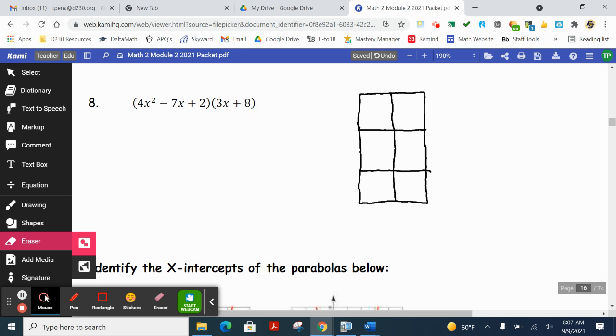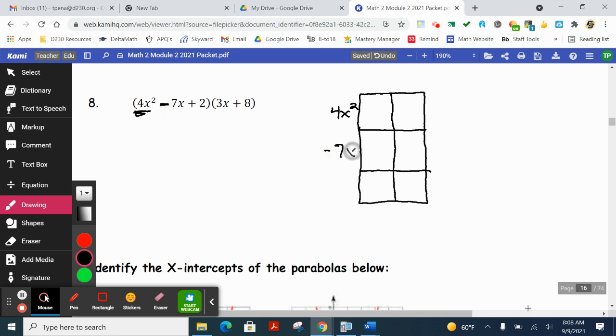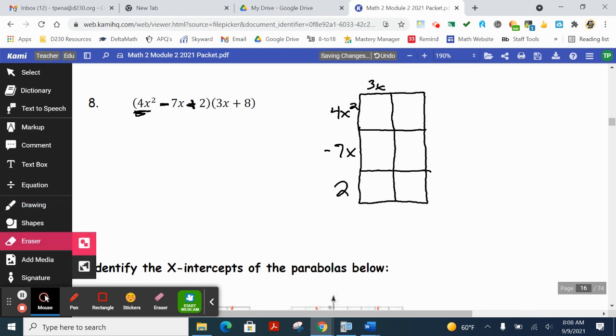The reason we want 3 here is because that's how many terms we have here. So I'm going to take this 4x squared, and I'm going to put it right here. I'm going to take this negative 7x right here. So then we would have subtracted 7x. And then we're going to take this plus 2, and I'm going to put it right there. So since there's 3 terms, that's why I would have 3 vertical rows. And then on top, we just have the 2. So I'm going to put a 3x plus an 8, or 3x and an 8.